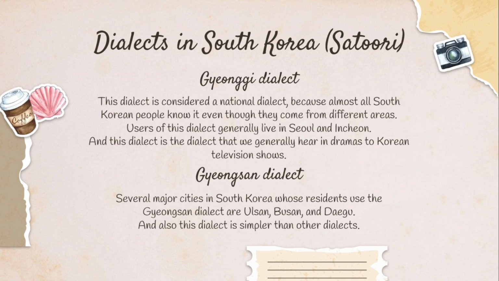The first dialect is Gyeonggi dialect. This dialect is considered a national dialect because almost all South Korean people know it even though they come from different areas. Users of this dialect generally live in Seoul and Incheon, and this dialect is the dialect that we generally hear in dramas and Korean television shows. And the second is Gyeongsan dialect. Several major cities in South Korea whose residents use the Gyeongsan dialect are Ulsan, Busan, and Daegu, and also this dialect is simpler than other dialects.